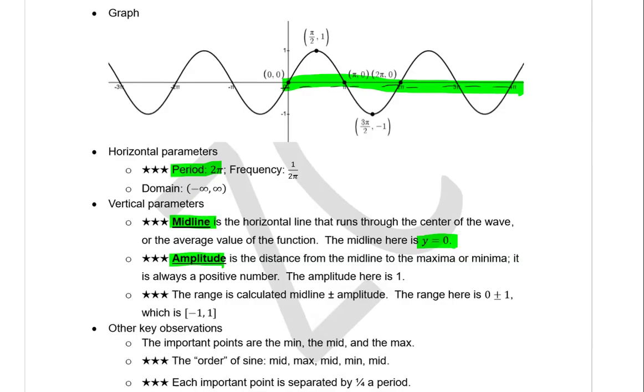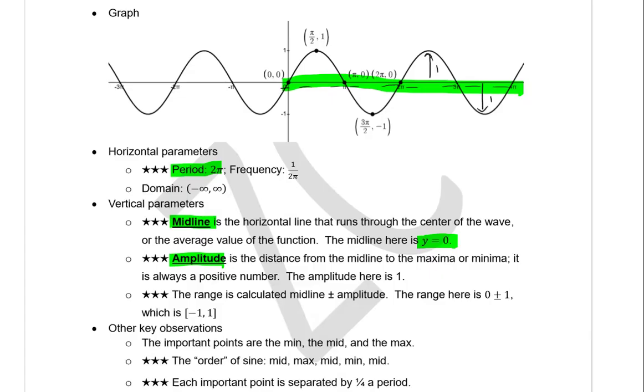Okay? So let me get back to the pen once again. So the green highlight is midline. So how much does it go up from the midline to the max? It's a value of 1. And similarly, how much does it go down to the min, the distance?